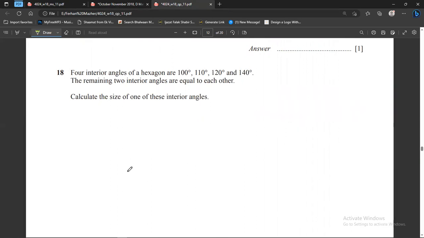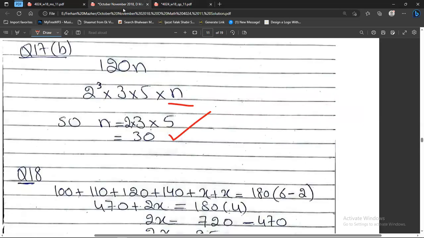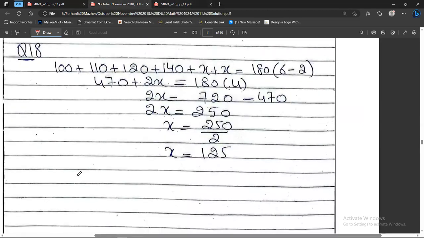Okay, so you have 100 plus 110 plus 120 plus 140 plus 2x, and that is equal to 720. I already know that the sum of the internal angles of a hexagon is 720, but if you do not remember, you can find it out. The formula for the sum of the internal angles of a polygon is 180 bracket n minus 2. n means the number of sides. Here n is 6. So you can see I have written an equation: 100 plus 110 plus 120 plus 140 plus 2x is equal to 180 bracket 6 minus 2.